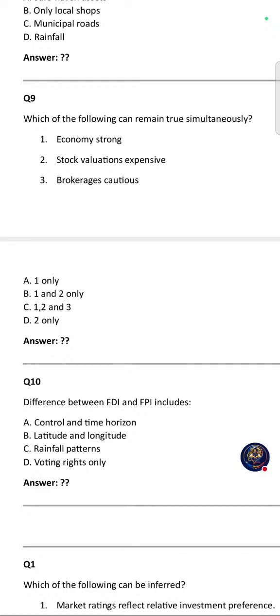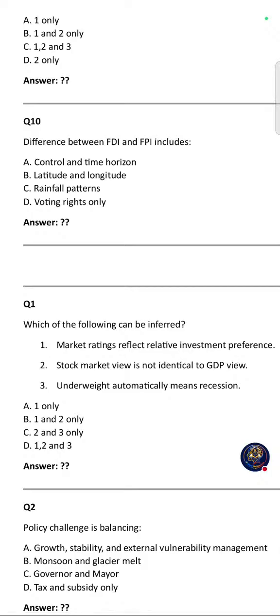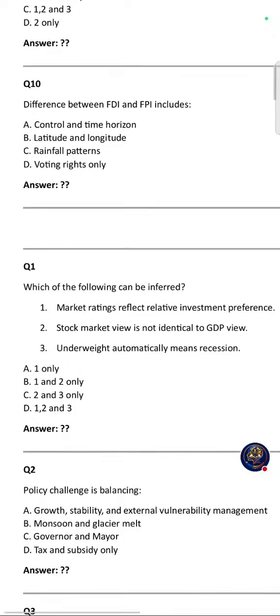1. Economy strong. 2. Stock valuation expensive. 3. Brokerages caution. All 3 are correct. Difference between FDI and FPI includes control and time horizon. First option is correct.